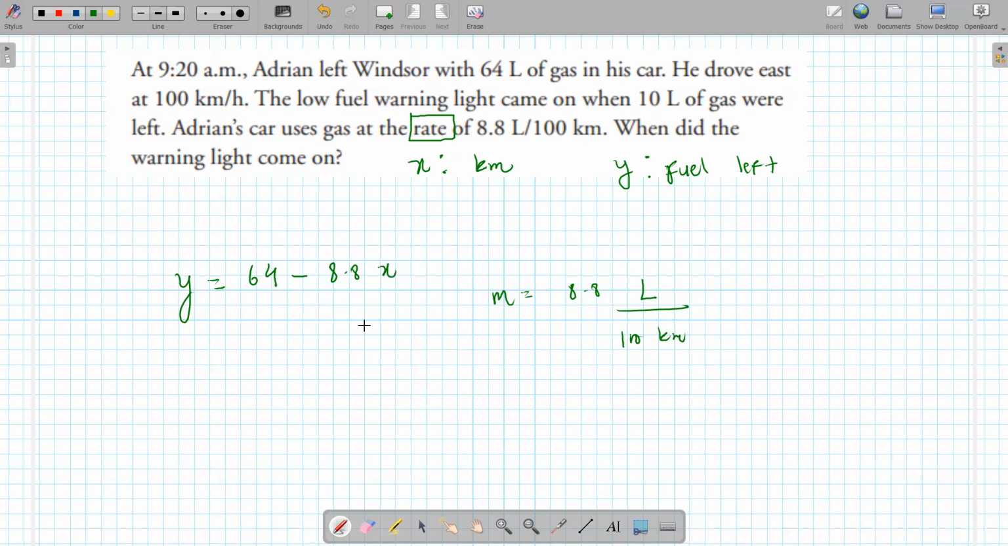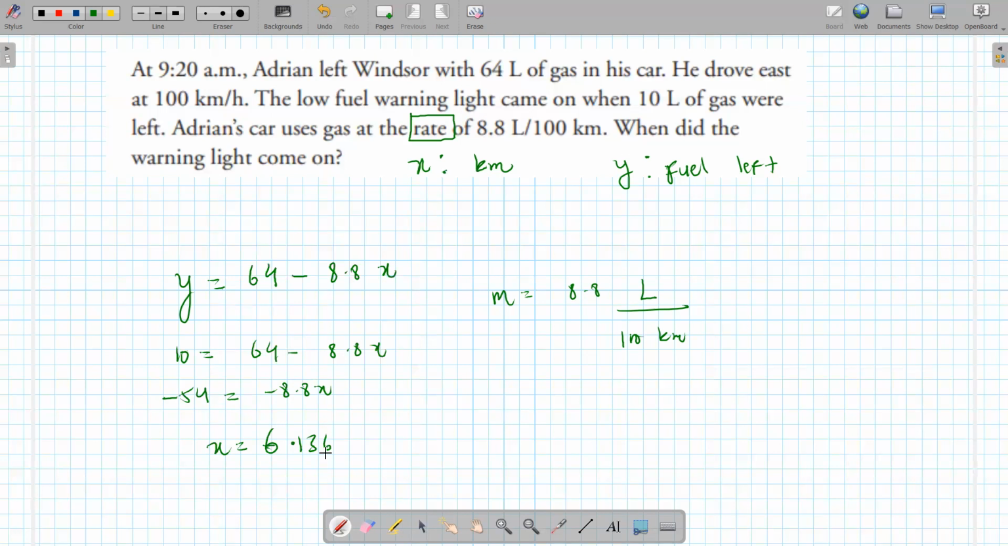Now using this, that's our equation. We're going to find out what x is when the y value is 10, which is the fuel left. So this will be negative 54 equals negative 8.8x. So negative 54 divided by 8.8. The answer is x equals, it's not negative, sorry, 6.136.